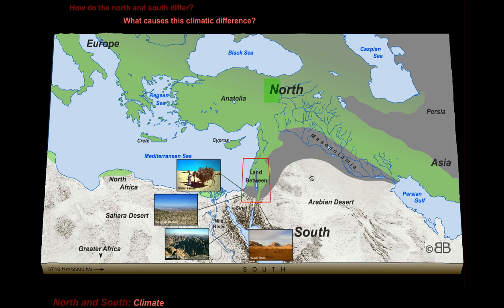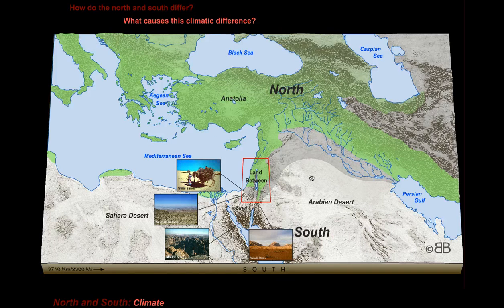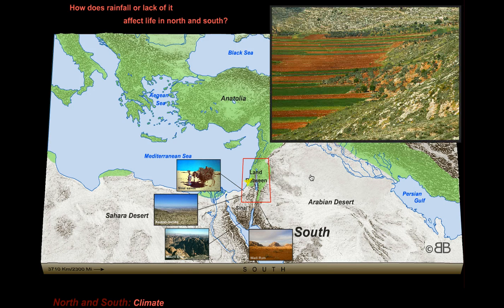The difference between the wet north and the dry south creates vastly contrasting conditions for settlement, security, and trade. How does rainfall, or lack of it, affect life in north and south? Over the millennia, northern farmers tilled fertile soils. Here, within the southern pattern of arable green, soils in sufficient rainfall produce delightful agricultural settings, such as near the Lebonah Valley, a day's walk north of Jerusalem.